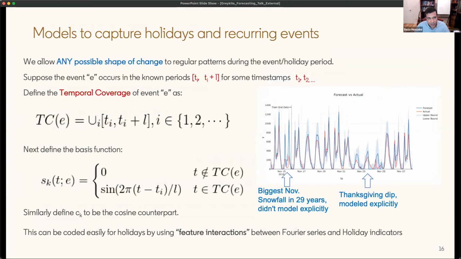Holidays. Basically, you want to allow a holiday to take any shape and form. During December, for example, or during Christmas itself, if you look at hourly data, the patterns can be quite different. So you want to allow for deviations during those holidays. This TCE is the temporal coverage of an event, which can happen in different periods. Then you allow the Fourier series to change and deviate during those times. It has an indicator function, and it allows the Fourier series to change during that period. This is an example for bike sharing data. You can see that we've captured the Thanksgiving holidays pretty well with the data we had.